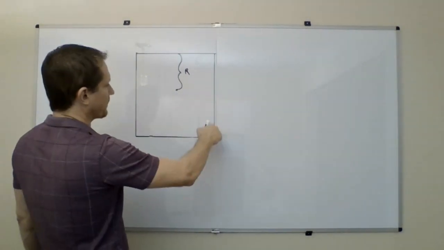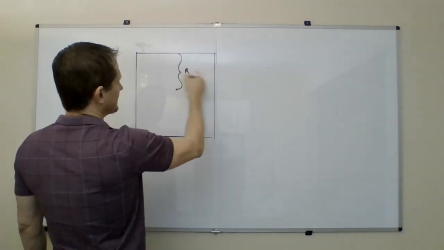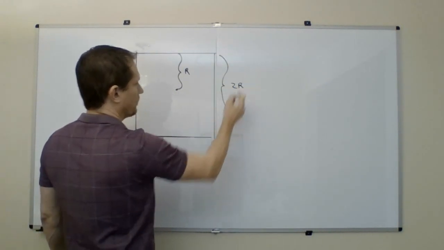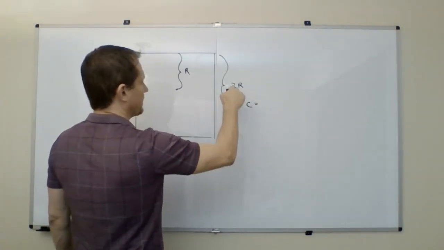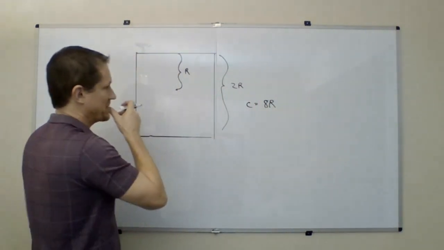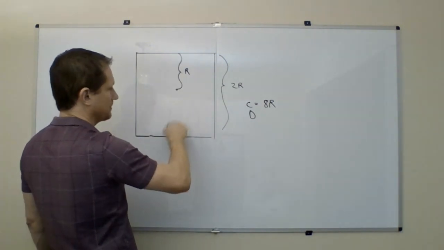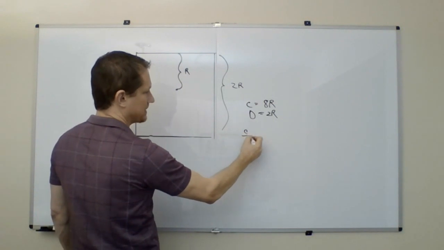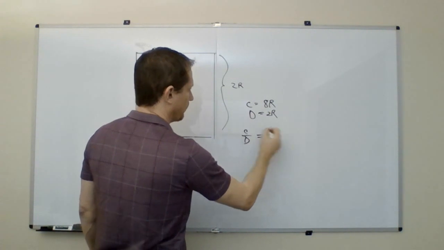So the circumference then, which is this plus this plus this plus this, if this length is R, then obviously this length right here is going to be 2R, which means that the circumference is nothing more than this plus this plus this plus this, which is equal to 8R. And then the diameter is just going to be 2 of these, so 2R, which means that the ratio of C over D is just going to be 8R divided by 2R, which is equal to 4.